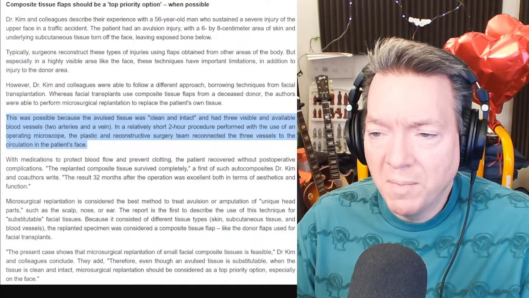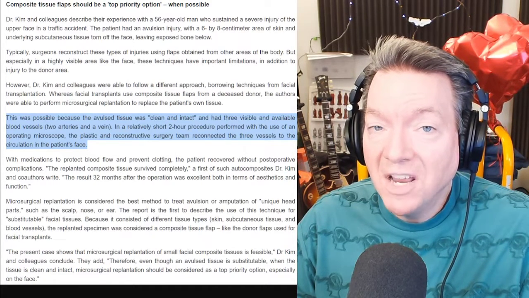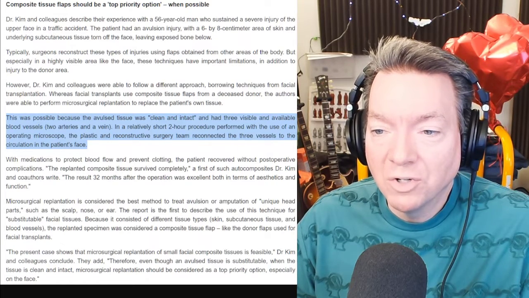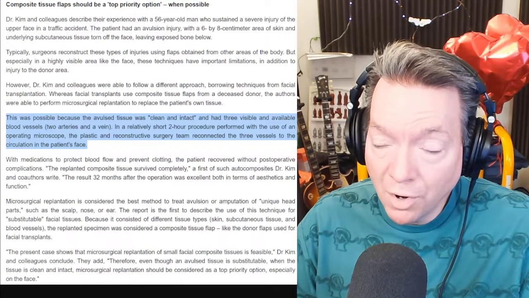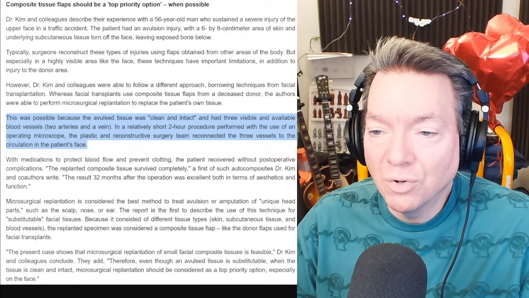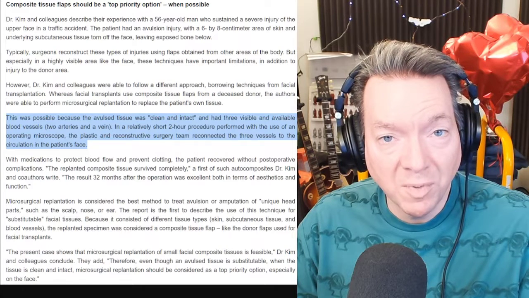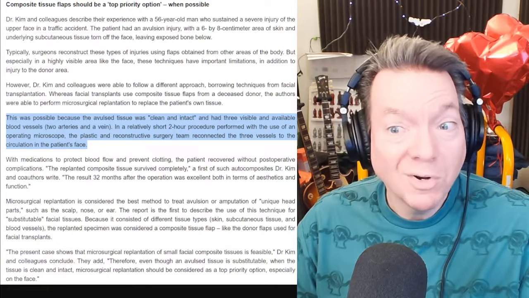So Dr. Kim and his colleagues were able to follow a different approach, borrowing techniques from facial transplantation. Whereas facial transplants use composite tissue flaps from a deceased donor, the authors were able to perform microsurgical replantation to replace the patient's own tissue. So this is a face transplant, a partial face transplant, not from a dead cadaver, but from yourself.